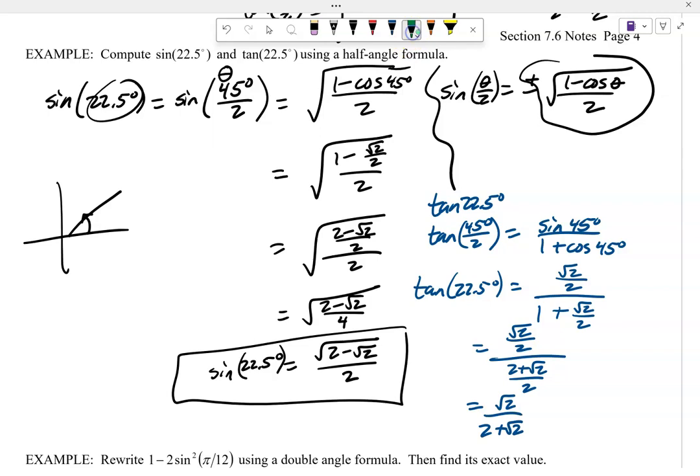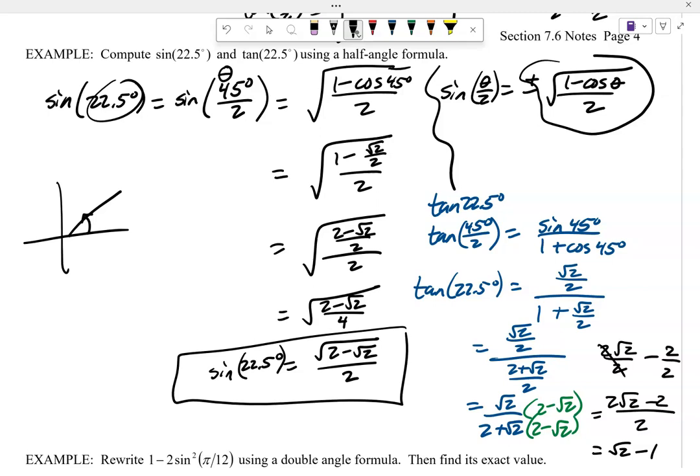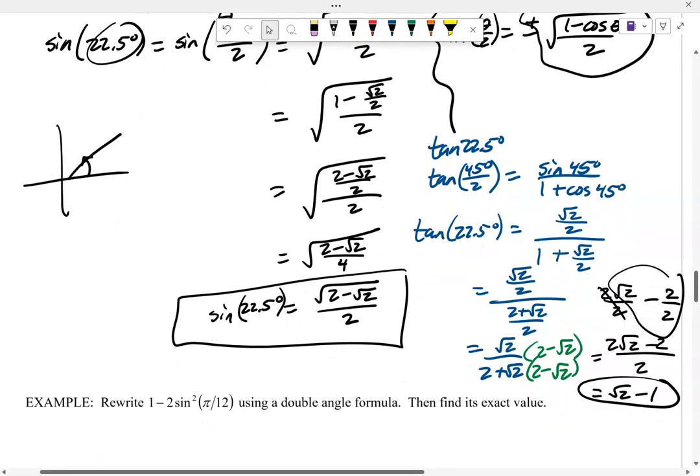And we really should rationalize that. So multiply by 2 minus root 2. And so we end up with 2 root 2 minus 2 all over, that would be 4 minus 2 would be over 2. And so we got root 2 minus 1, right? Because that's 2 root 2 over 2 minus 2 over 2. So root 2 minus 1 right there. And that's the tangent of 22.5 degrees.